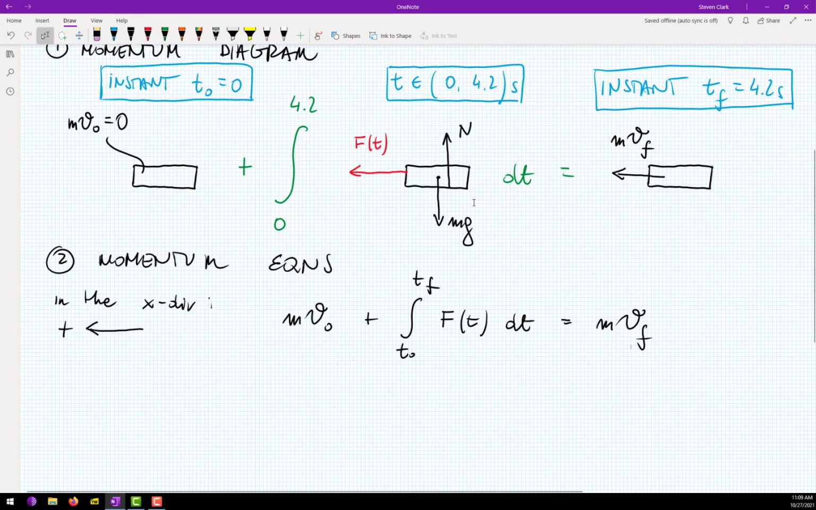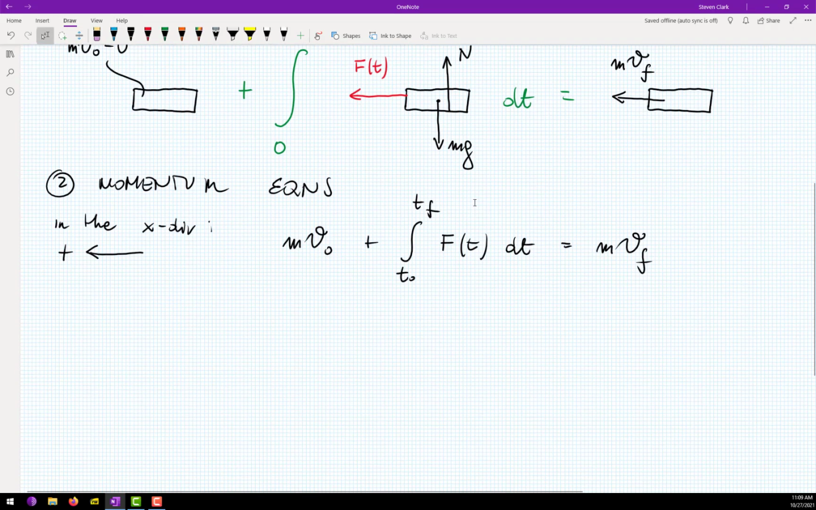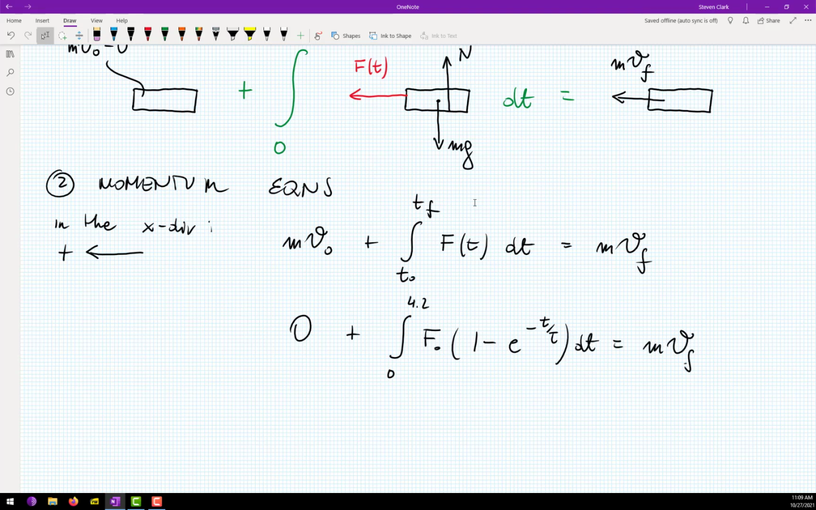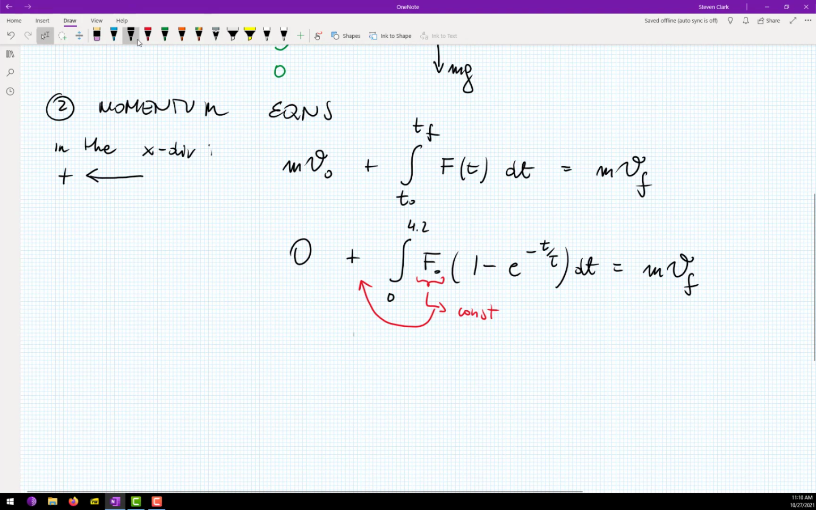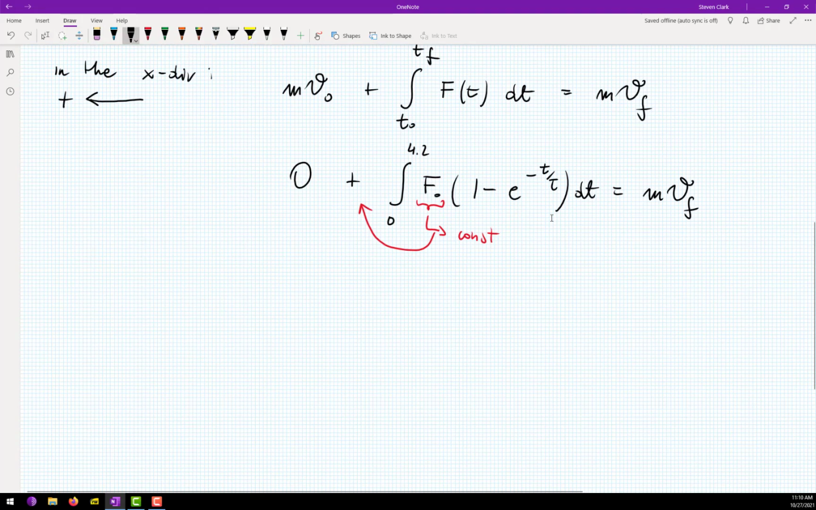Okay, let's plug in values. So this guy will be 0. This will be the integral from 0 to 4.2 of f0 times (1 minus e to the power of minus t divided by tau) dt, and this is equal to mvf. Okay, I believe that f0 is constant, so we can just place it in front of the integral, yes. And if I remember correctly from school, that integral has the following solution.